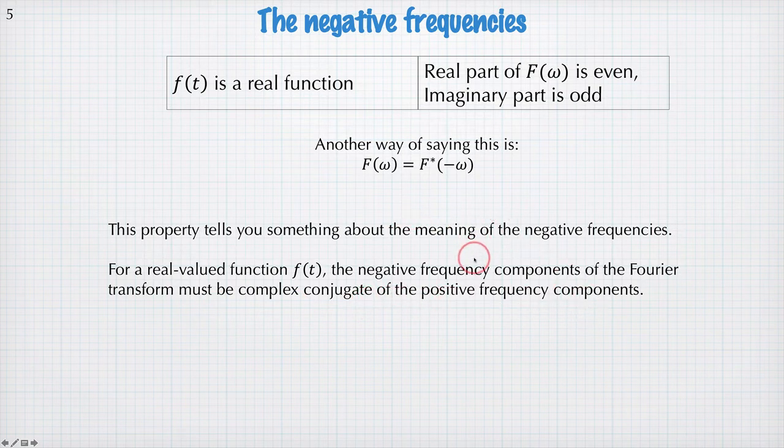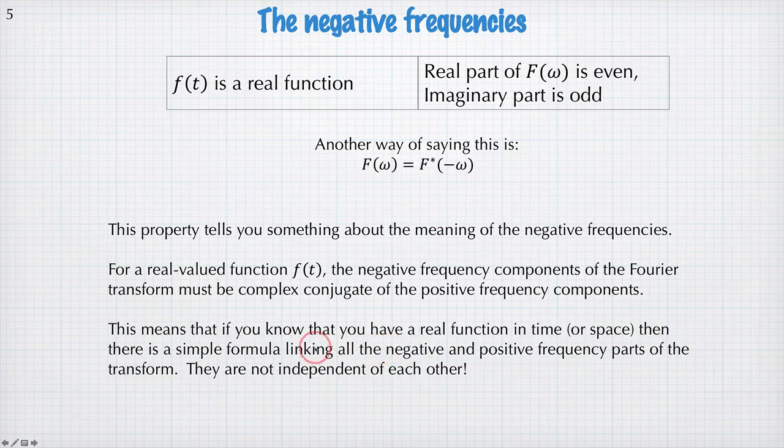So if you're comparing components at mirror image frequencies, that is plus and minus omega, then this Fourier component here is a complex conjugate of its mirror image in the negative frequency part. And what this means is that if you have a real-valued function in time or space, then there's a simple formula linking all the negative and positive frequency parts of the transform. They're not independent of each other. If you have the positive frequency components of the Fourier transform, the negative frequency components are just the complex conjugate.